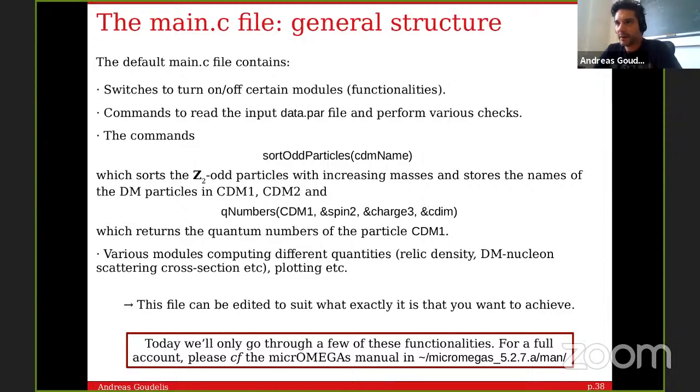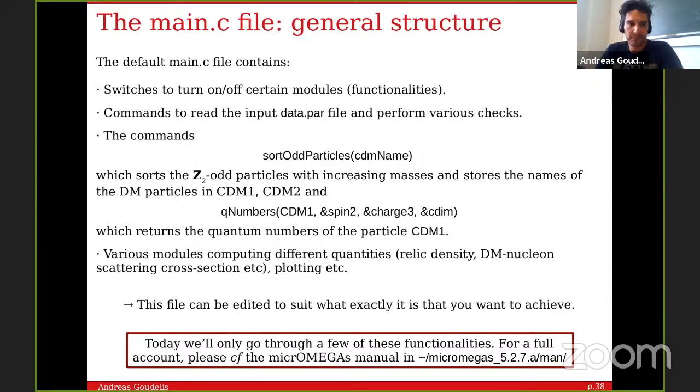So this is the first part of your main.c. You choose, I mean, there are more switches which you can turn on and off. For a full account, I would like to invite you to consult the micrOMEGAs manual. You can turn on and off certain modules. The fact that some of them are turned on does not mean that they have to be used in the following.